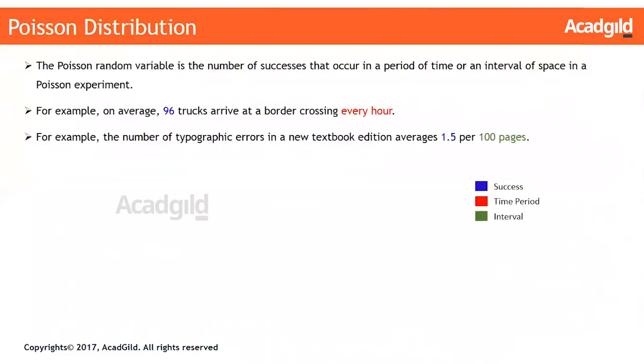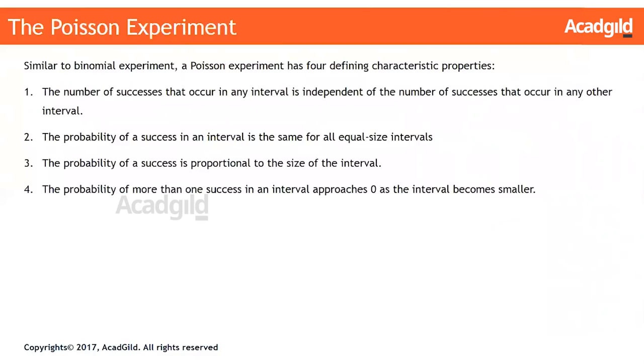For example, on average, 96 trucks arrive at a border crossing every hour, suppose between Canada and the USA. Or, the number of typographic errors in a new textbook edition averages 1.5 per 100 pages. So what will it be on an average per 200 pages? 3. Per 300 pages, 4.5. Per 400 pages, 6. And so on and so forth. That is related to point number 3.